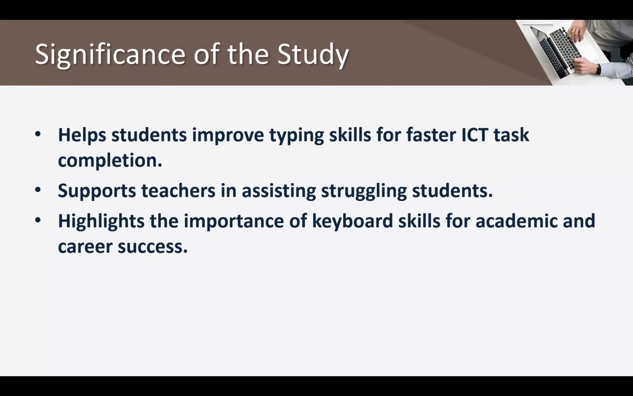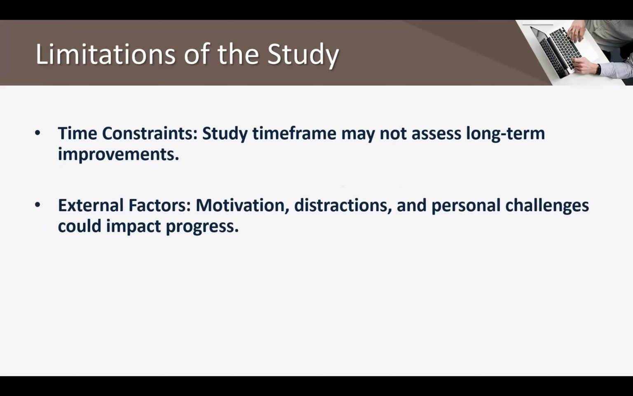The goal of this study is to help students improve their typing skills so they can complete ICT tasks faster and learn more effectively. It will also help teachers like me support students who struggle with typing, making ICT lessons more productive for everyone. Next one, limitation of the study. There are time constraints. It means the study time frame may not assess long-term improvements. The second one, external factors. Motivation, distraction, and personal challenges could impact progress.